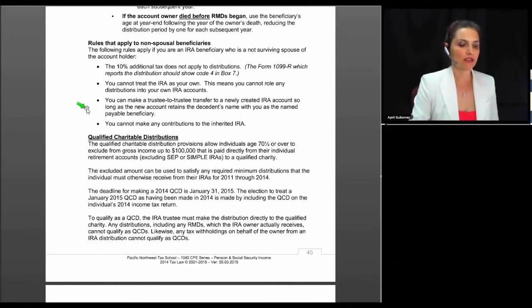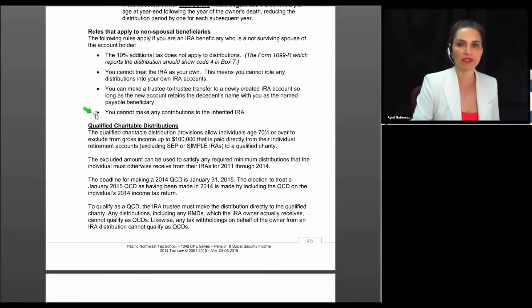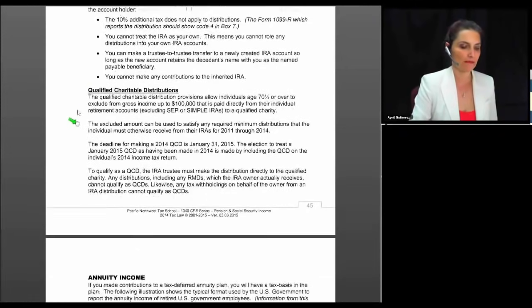You can make a trustee-to-trustee transfer to a newly created IRA so long as the new account retains the decedent's name with you as the named payable beneficiary, and you cannot make any contributions to the inherited IRA.